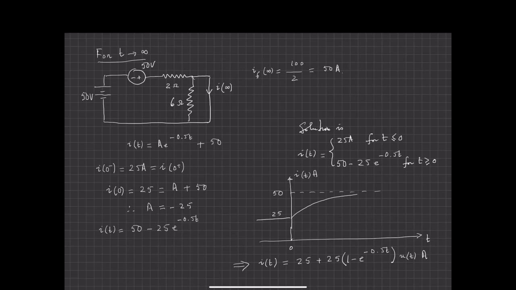And this is a much more sophisticated way of writing this, because you can see for t less than 0, u of t is 0, so the result is 25, which is what we had above. And for t greater than 0, u of t is 1, and so it becomes 25 plus 25 is 50, and the minus is there, so it is minus 25 e to the minus 0.5 t. Okay? All right. Let's now do another problem.